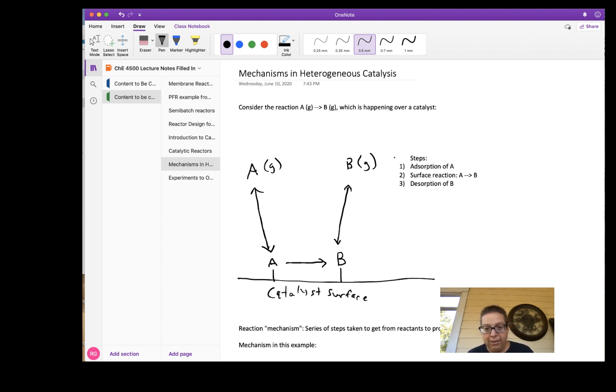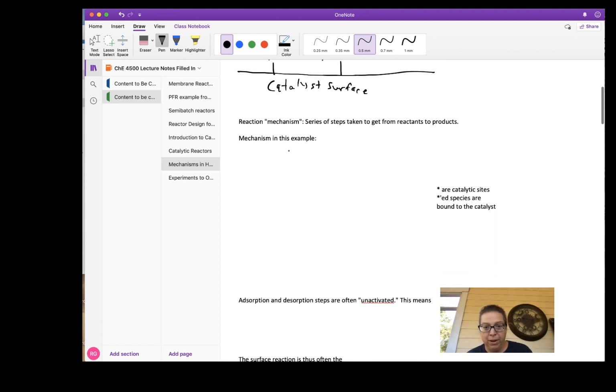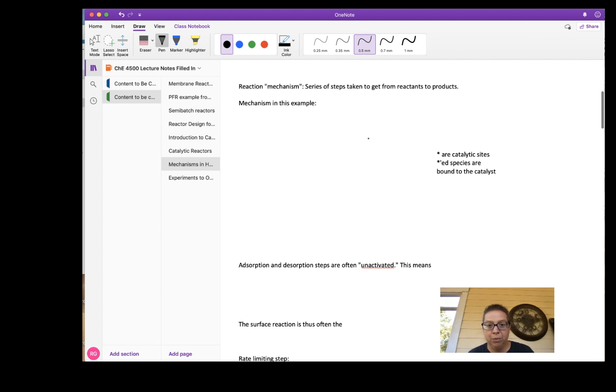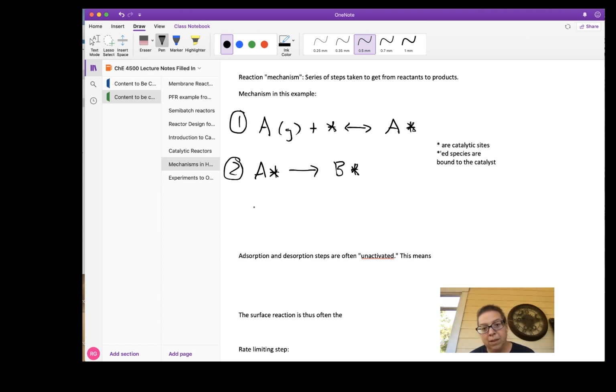The reaction mechanism is going to account for all 3 of these steps. The reaction mechanism is the series of steps taken to get from reactants to products. In this example, our first step is that A gas adsorbs to the catalyst surface. Our second step was that adsorbed A reacts to form adsorbed B. And then our third step was that adsorbed B desorbs from the catalyst.